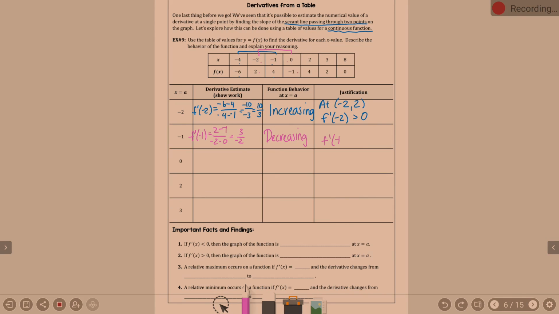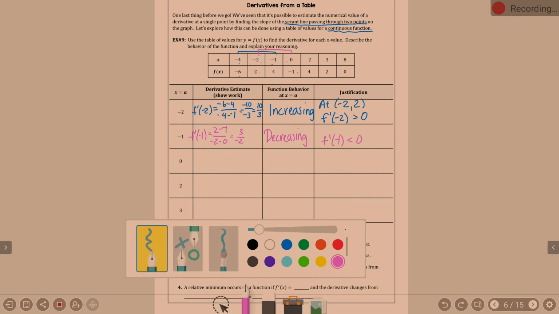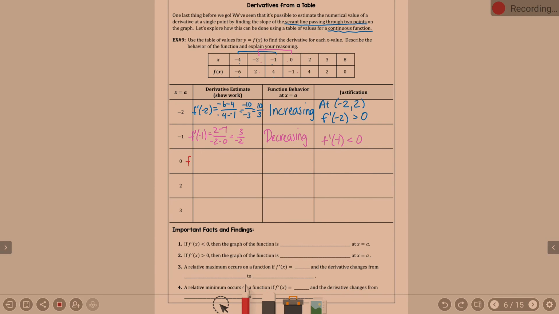You getting the idea? One more if I can squeeze it in. F prime of 0. We're going from -1 to 2. That's 4 minus 4 over -1 minus 2. It's 0 over something, which is 0. So we have a constant function behavior. And we know that because f prime of 0 is equal to 0.